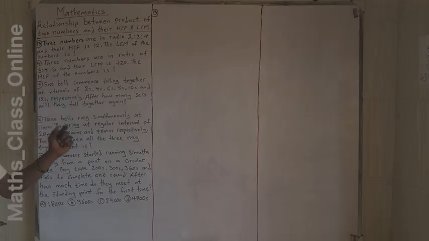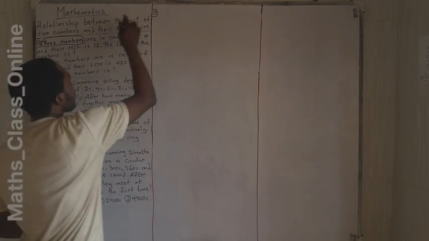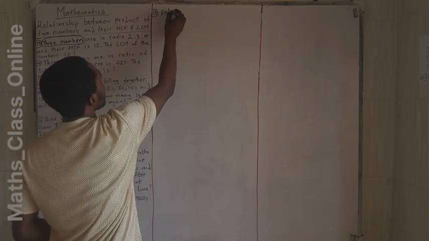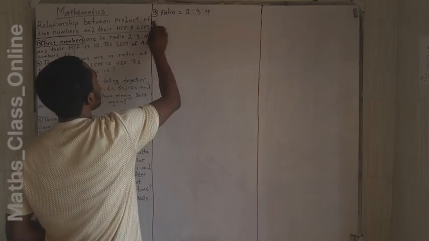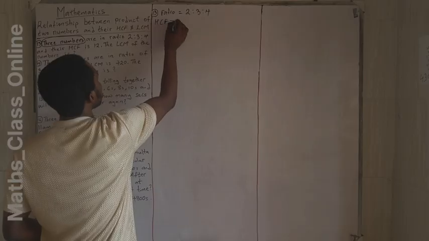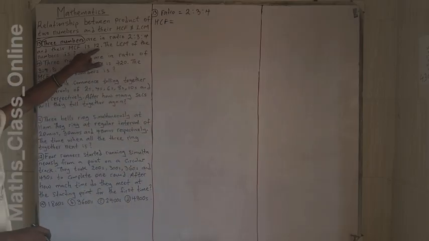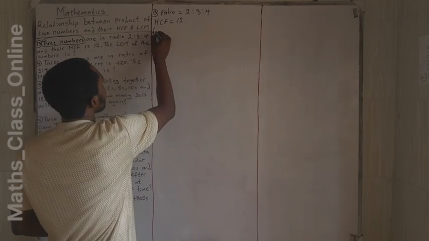Three numbers in the ratio 2, 3, 4, and their HCF is 12. The LCM of the numbers is what? We are going to first of all find the numbers. How many numbers? Three numbers. The ratio is 2, 3, 4. We have the HCF to be 12. First number.